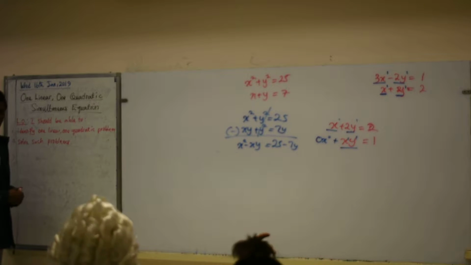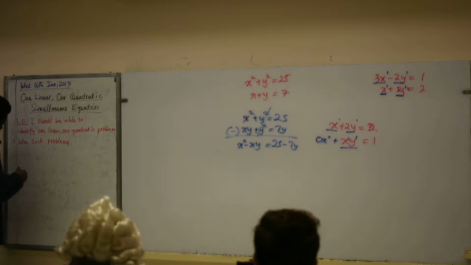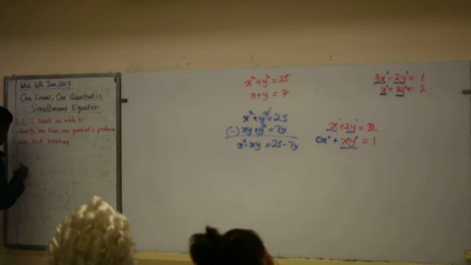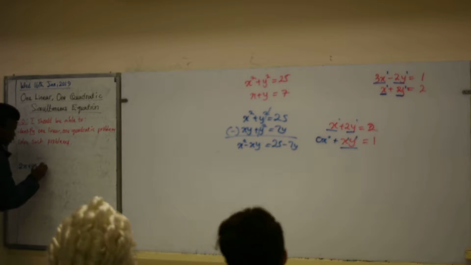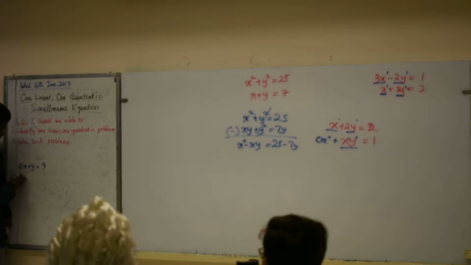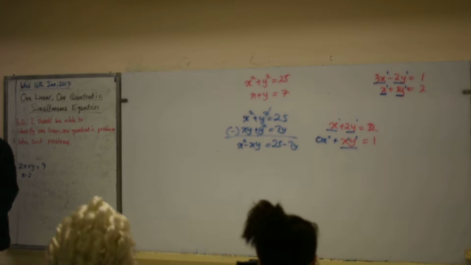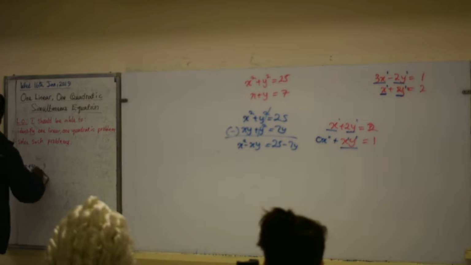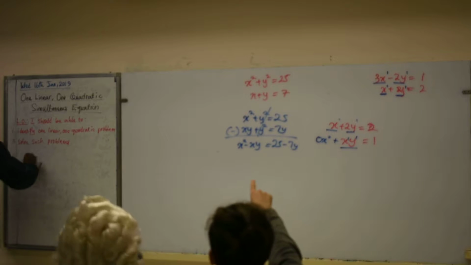So give me one of the problems from yesterday. 2x plus y equals 9. I need everybody's attention, please. x minus 2y is equal to 7. That's not one linear, one quadratic. Oh, you want one linear, one quadratic? Come on, Jamila!